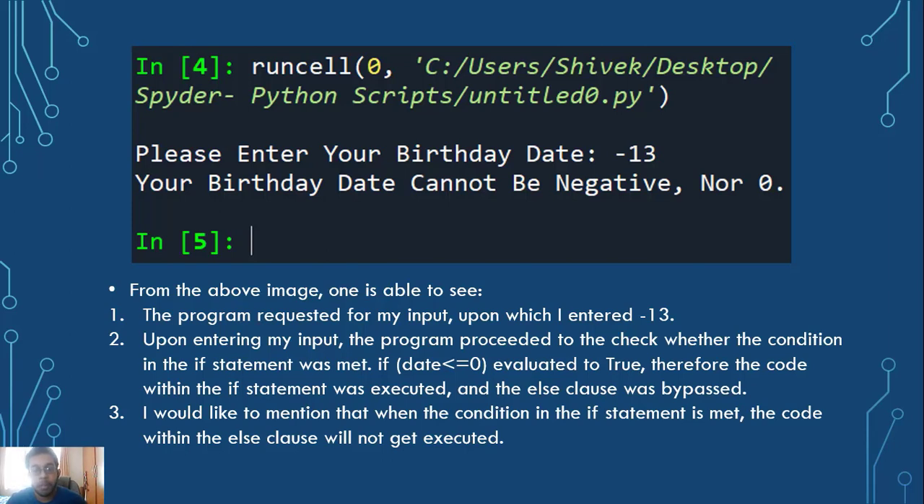Number two, upon entering my input, the program proceeded to check whether the condition in the if statement was met. If date is less than or equal to 0 evaluated to true. Therefore, the code within the if statement was executed and the else clause was bypassed. Number three, I would like to mention that when the condition in the if statement is met, the code within the else clause will not get executed.